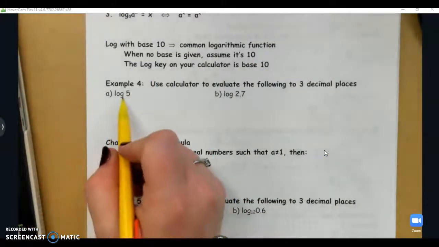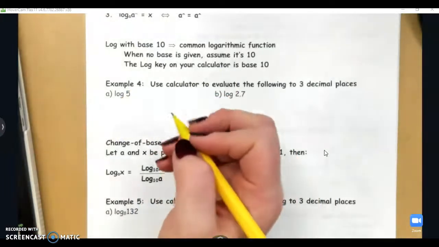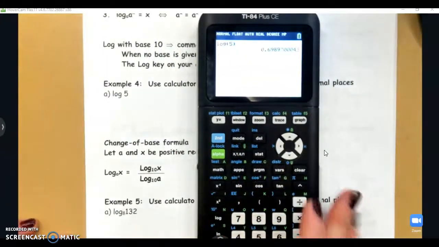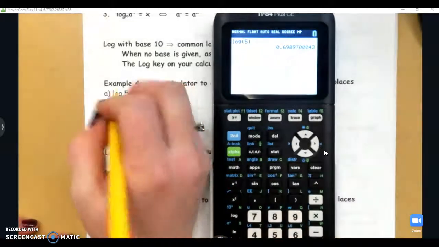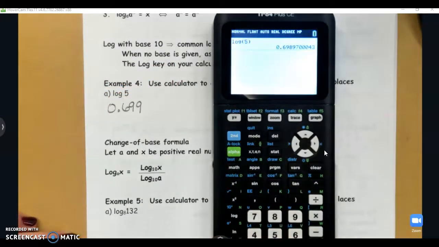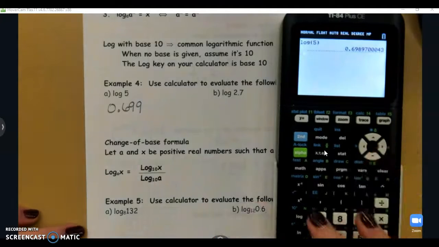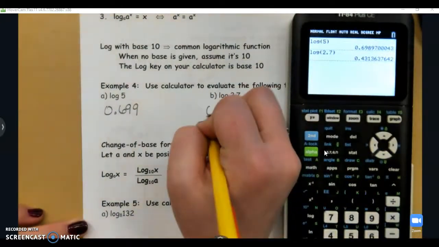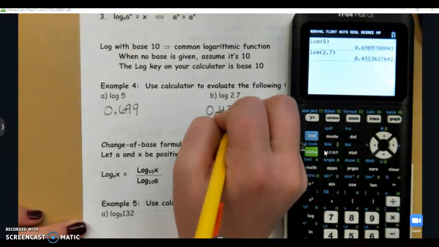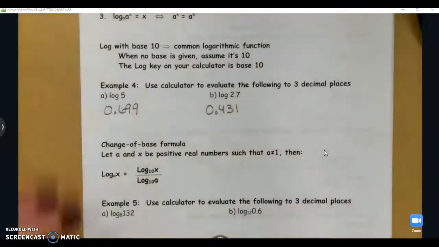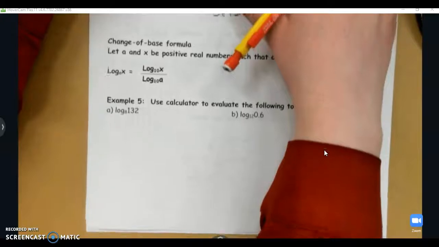So if I want to find log, there's not a base written here, so we're assuming it's 10. Log base 5 in our calculator, we can just type it in. Again, we want to make sure we're closing the parentheses, so that would be 0.699. And we could do the same thing to find the log of 2.7. And again, rounding to 3 decimal places, that would be 0.431.